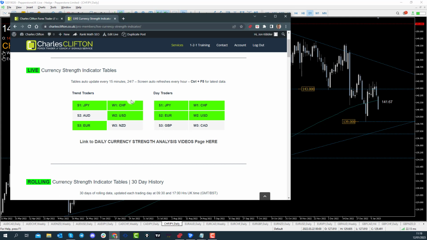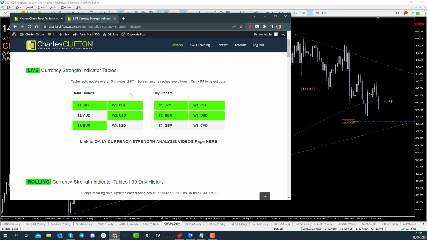What are the tables showing us today? Well, it's showing us that the yen is the strongest currency on both tables. We can see that the euro is the third strongest currency here, highlighted in green. On the weak side of the table, we can see that the Swiss franc is the weakest on both tables, and the US dollar is also highlighted as W2 on both tables.